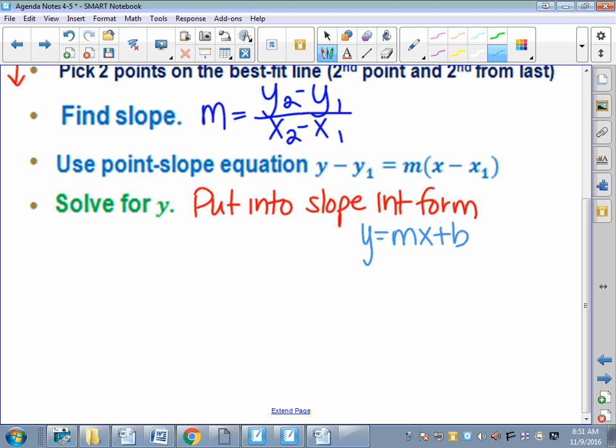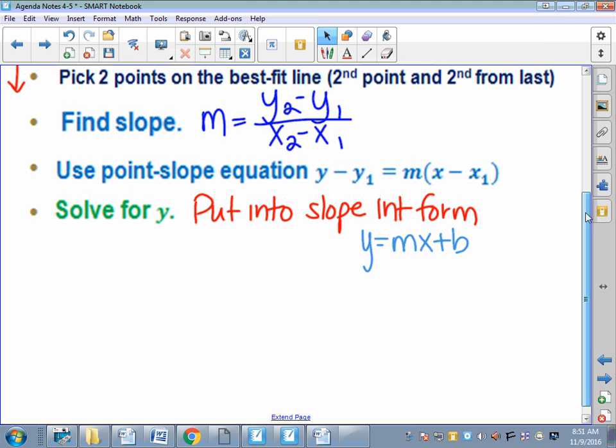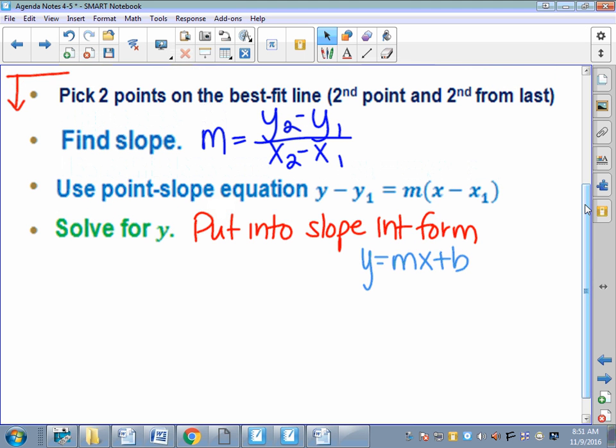So really it comes down to make sure you choose those points correctly, the second and the second from the last, because otherwise we'll be all over the place. So that way you'll know that you're on the right track.